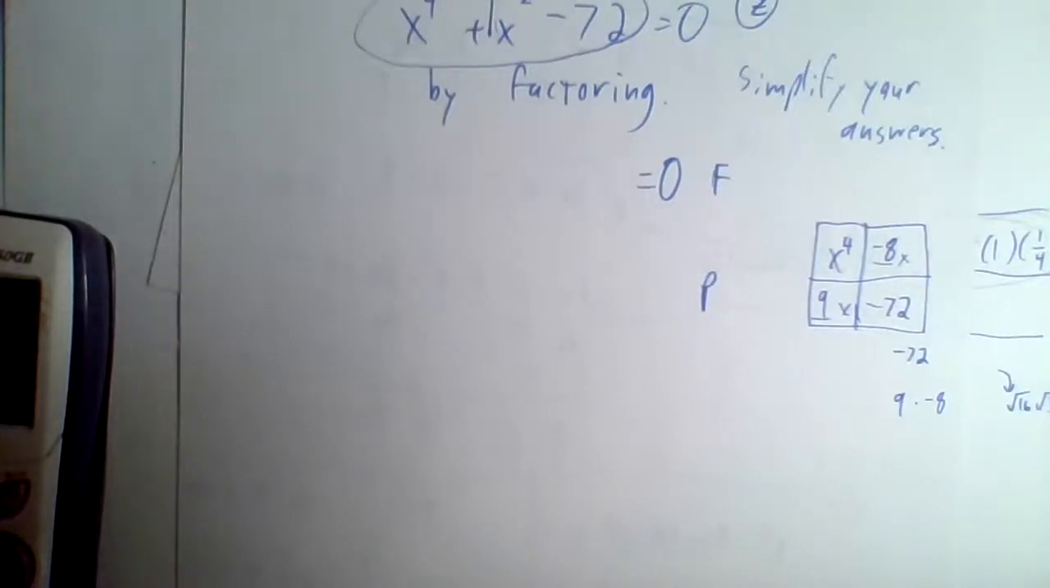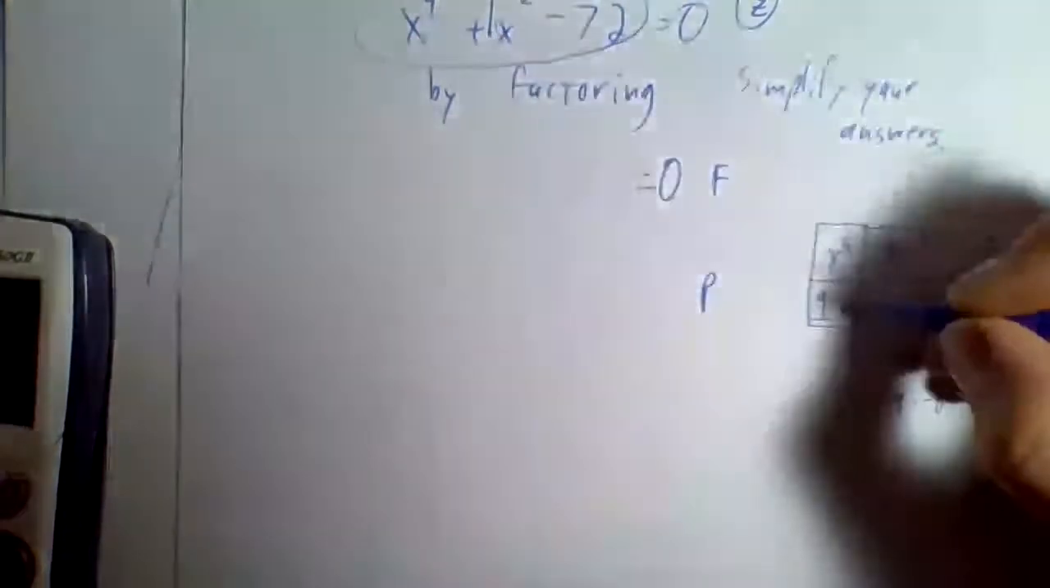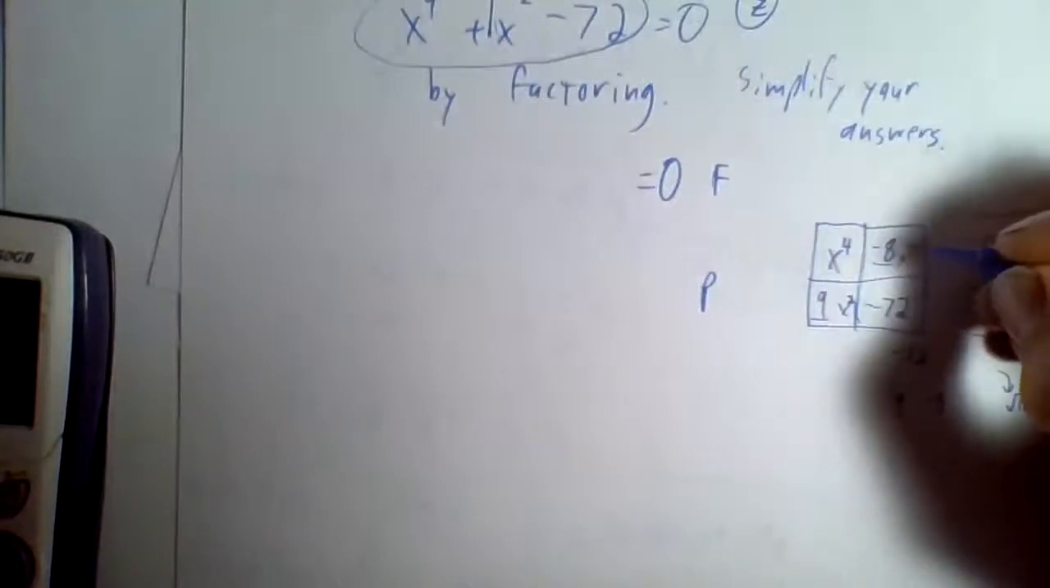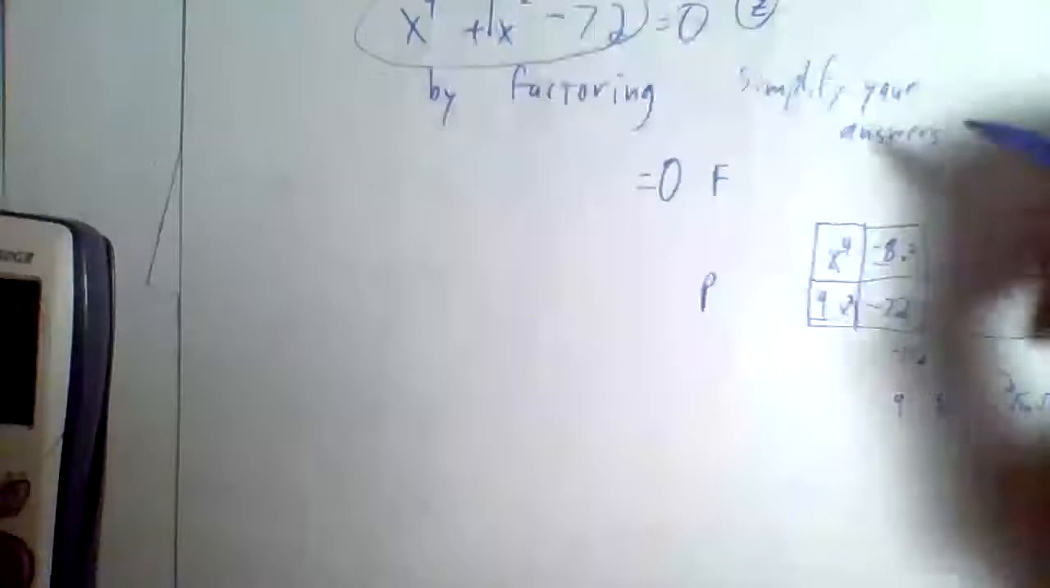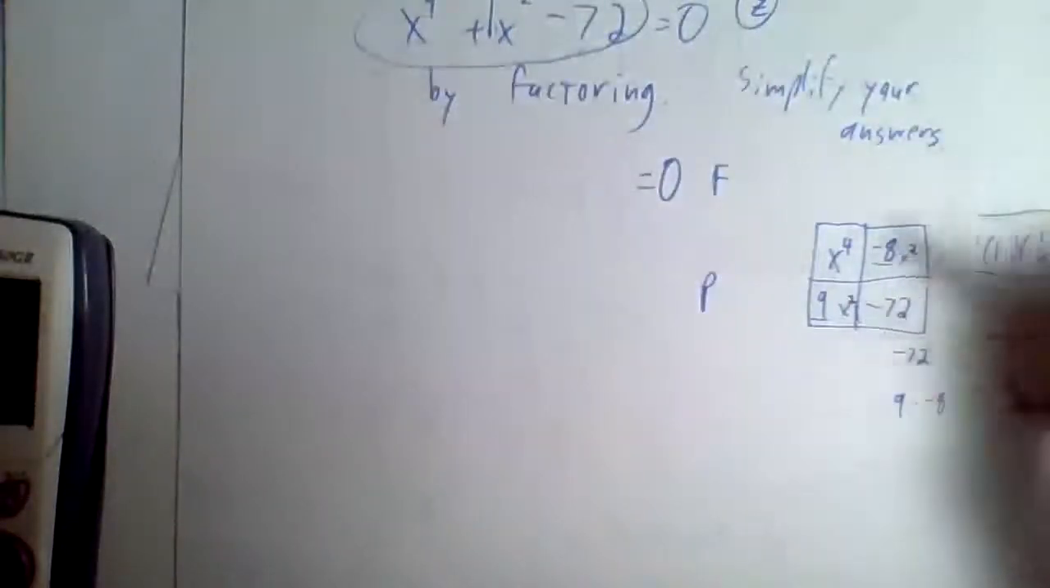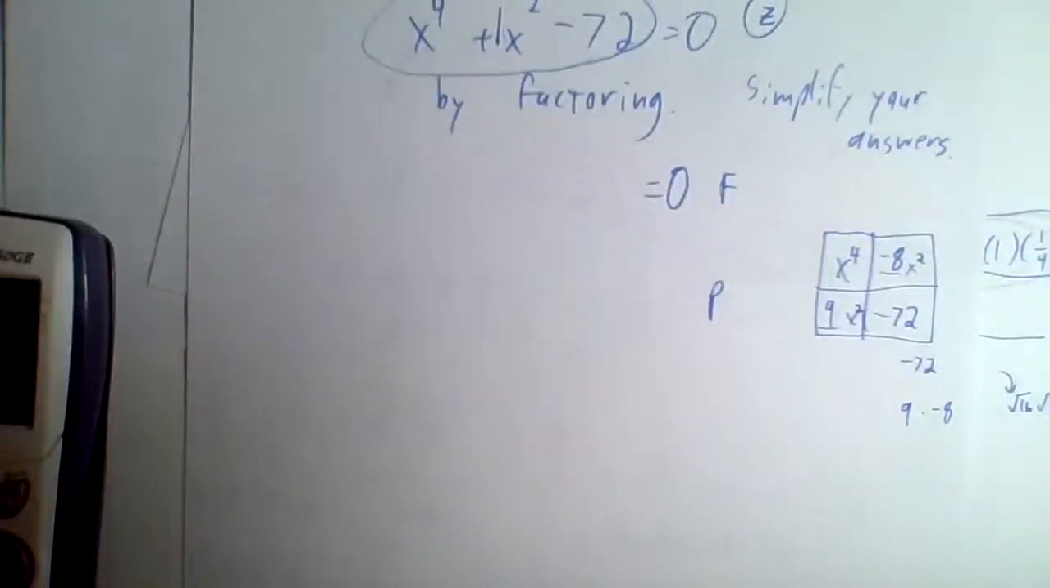Now do your inside-out stuff from the box. Take out your common factors from the rows and columns. Now I messed this up already because I was a little too hasty on that. My middle term is 1x squared. These terms always match. The variables here always match the middle term. Those are the like terms that add up to 1x squared. So those are x squared terms. I should have had the exponent in there.